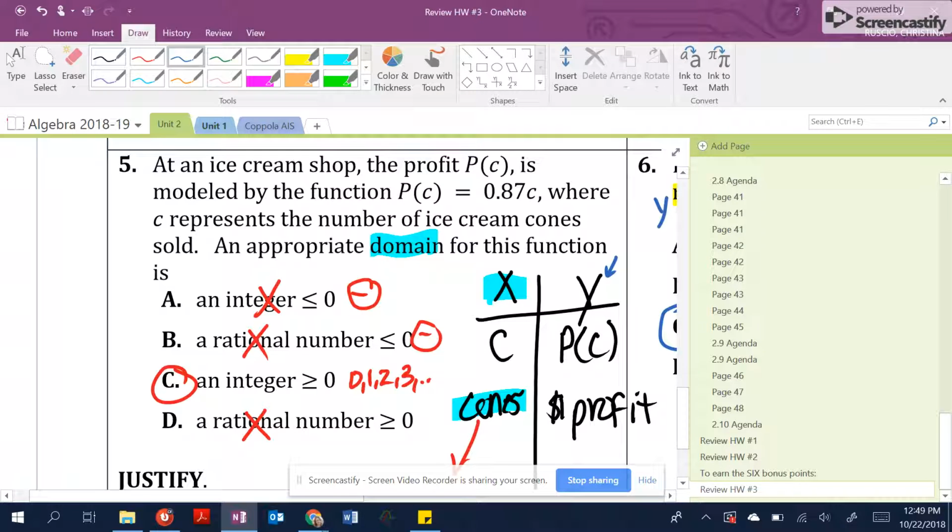Now let's talk about ice cream cones. Can we have parts of ice cream cones? No. Can we have negative ice cream cones? No. Well, I guess you could have parts of ice cream cones, but you're certainly not going to sell them. So decimals or negatives are gross. A and B have negatives, D has decimals. All right, submit answer to number 6. What you get?